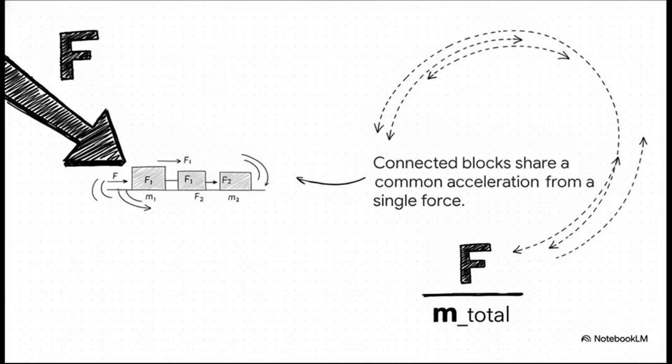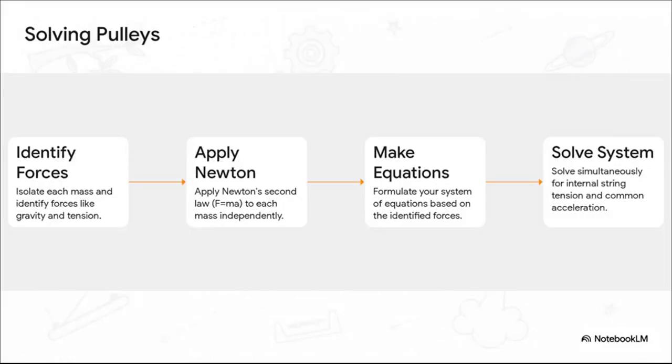Because they're in direct contact, they have to move as one single unit. The force distributes straight through the interfaces, creating those internal contact forces we talked about, but it results in a shared, common acceleration for the entire system. You can calculate this super easily by just dividing the total pushing force by the total combined mass. And it's the exact same logic for pulley problems, just swapping in tension.